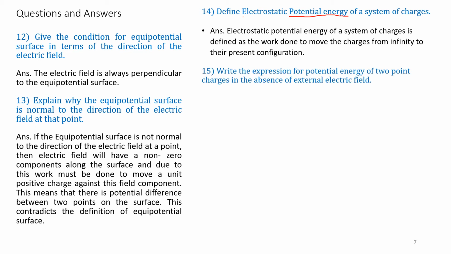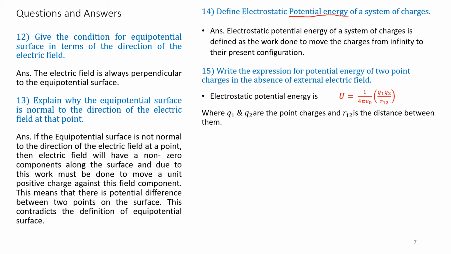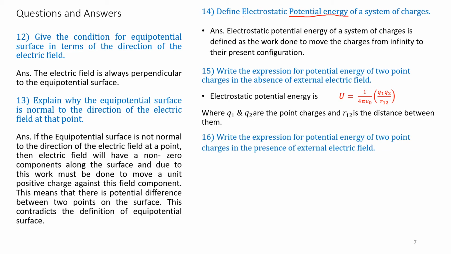Write the expression for potential energy of 2 point charges in the absence of external field. So this is the work done. The expression for potential energy is U equals 1 over 4 pi epsilon naught Q1 Q2 divided by R12, where Q1 and Q2 are point charges and R12 is the distance between them.